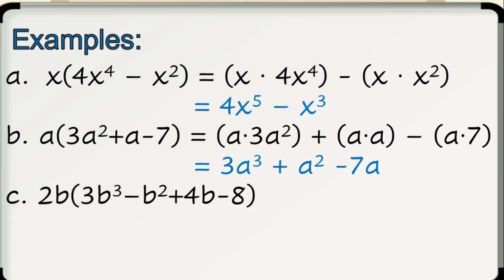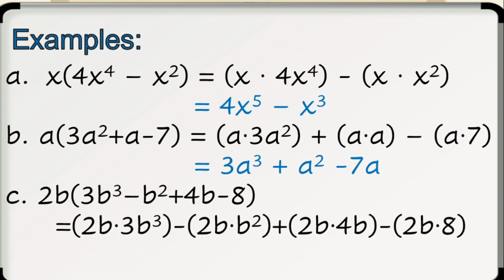Example letter C. 2b times the quantity of 3b cubed minus b squared plus 4b minus 8. We will first distribute 2b to each term. We have 2b times 3b cubed minus 2b times b squared plus 2b times 4b minus 2b times 8.